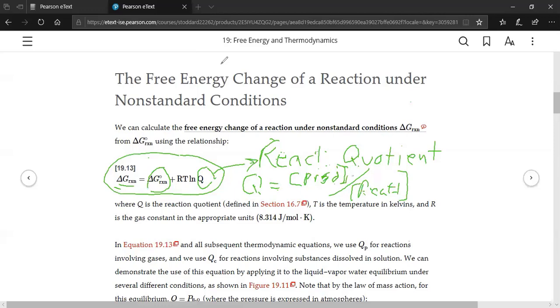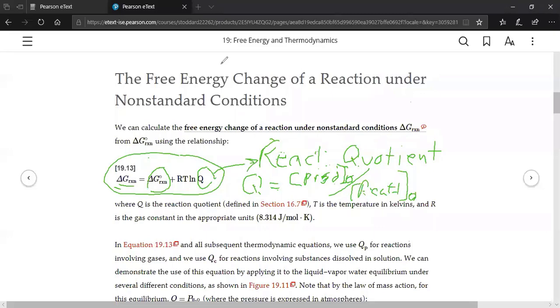So these concentrations would have the little zero, not the zero for standard states, meaning initial, or you could put an I there for initial. That's what Q refers to. So when you start a reaction, you could calculate the Q based on reactants and products, initial values. So let's say we started a reaction and there were no products. What would Q be equal to at the beginning? The top part was 0. Q would be 0, right? So Q starts at 0 if you don't have any products, and then it gets bigger as you go along.